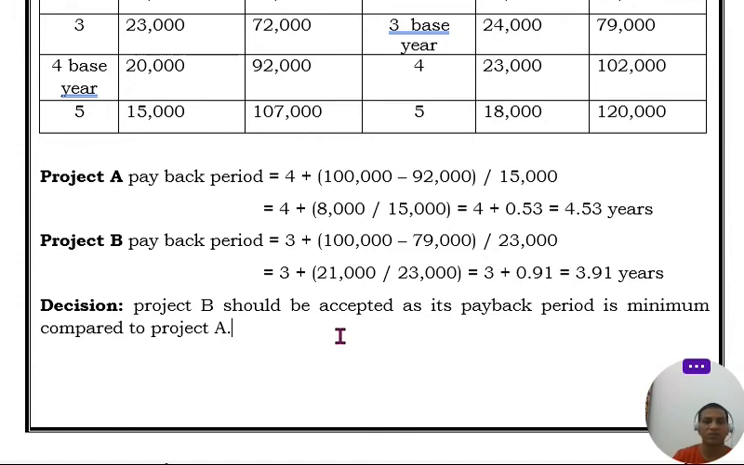And here the cash flows are given directly. Cash flows are given as direct values. If cash flows are not given directly, then again you have to extract the values of cash flows also.